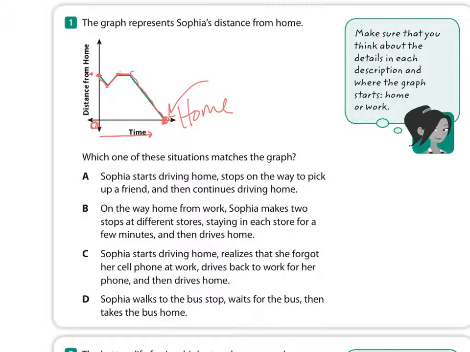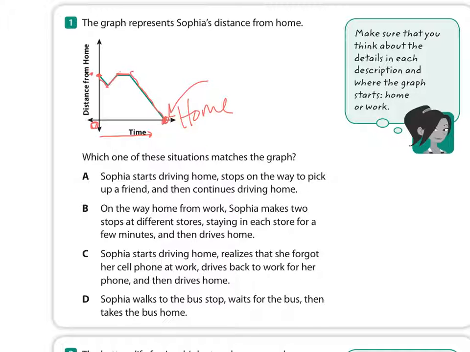Sophia starts driving home, stops on her way to pick up a friend, and then maybe continues driving home. Some amount of time goes by before she finally plugs it in, and begins to charge until it gains more and more life. He's wasting time figuring out, you know, lost his charger, didn't remember where to put it. Well, if she's stopping on her way to pick up a friend, she didn't get further away from the home. So I don't think that one.